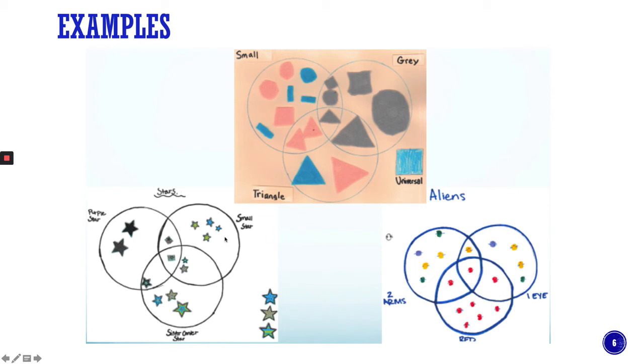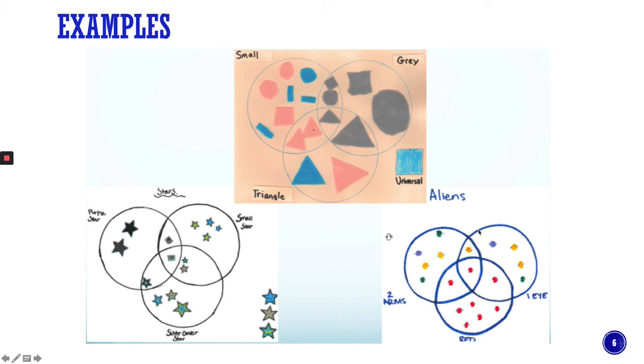Like this one over here has stars. These are all stars. You don't need to put star there, you just need to say purple, small. This says silver center. So these are all purple stars. These are all small stars, and these all have a silver center in their star. And then these are stars, but they are not purple, not small, and they don't have a silver center in the very middle of the star.